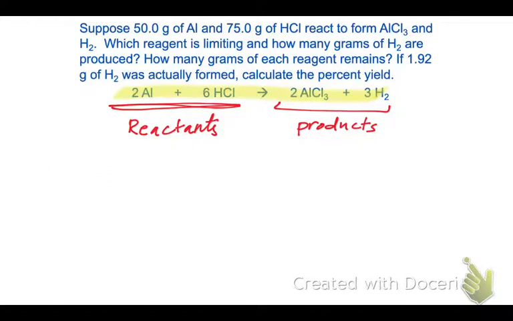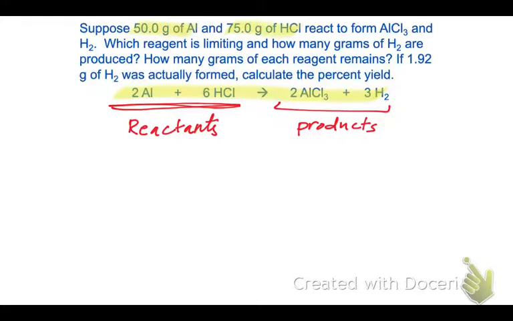And look at what they gave you. 50 grams of aluminum. This is a quantity of one reactant. 75 grams of hydrogen chloride, a quantity of another reactant. And the reason I'm saying quantity, I'm being careful here, is because it could be mass, it could be number of particles, and if it's a solution, it could be volume and concentration, right? Anything that can yield moles is a quantity. It can be mass, number of atoms or number of molecules, and if it's a solution, it can be volume and concentration.